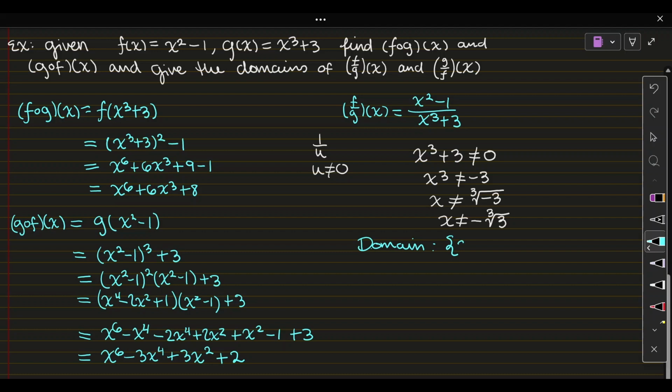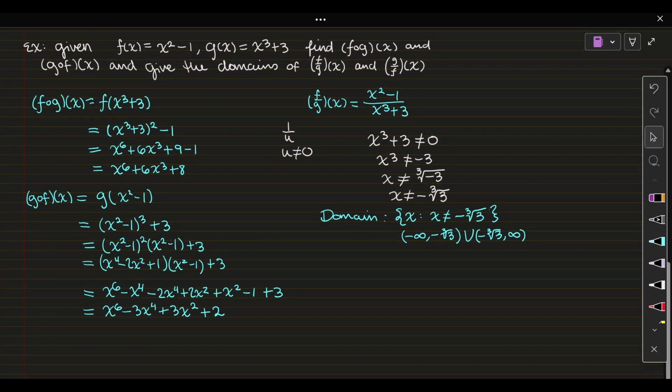is, we can write it as the set of all x such that x is not equal to negative the cube root of 3. Or we can write it in interval notation as everything from negative infinity to negative cube root 3, union negative cube root 3 onward, not including negative cube root 3. Okay? And then finally, g over f.